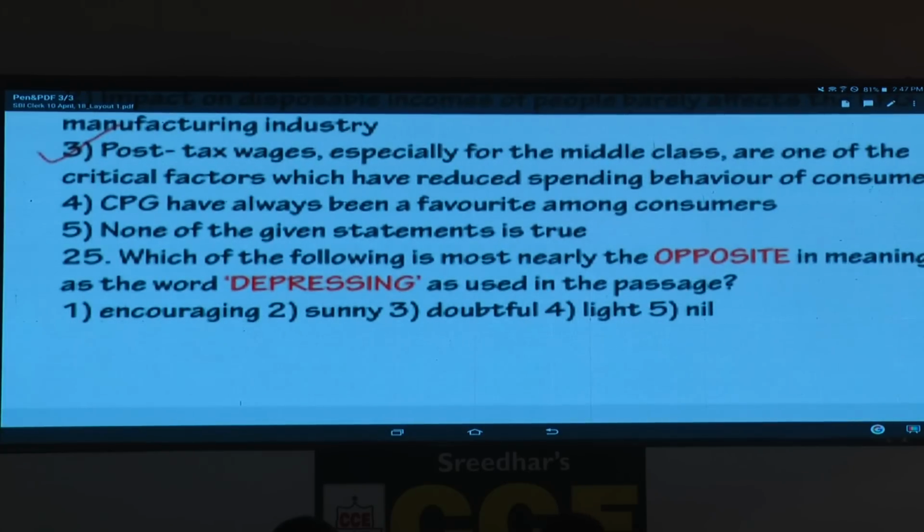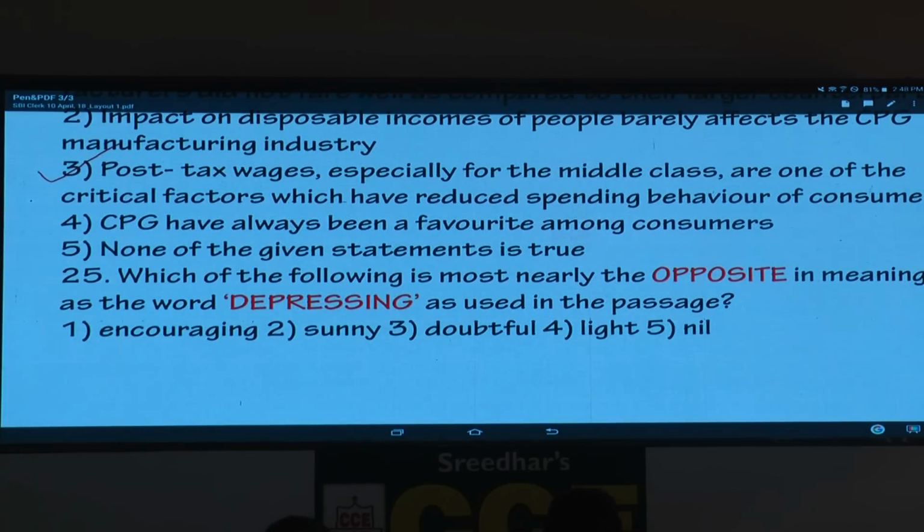The last one, what is it? Depressing, opposite. Is depressing a positive word or a negative word? So encouraging is a positive word, just hold that one. Sunny is not relevant in the context. Doubtful, negative word. Light, not relevant. Nil, not relevant. So depressing, what is the opposite?